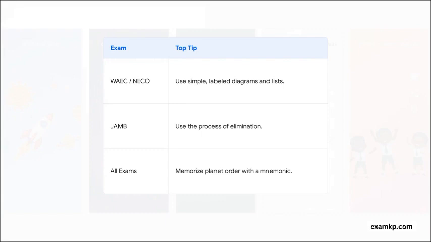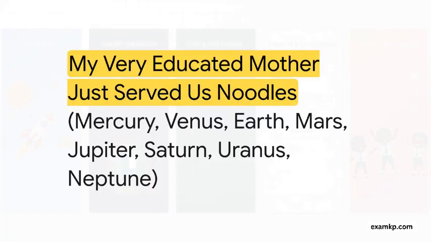And speaking of mnemonics, here is the most popular, most powerful one to help you memorize the order of the planets forever. Say it out loud with me. My very educated mother just served us noodles. One more time. My very educated mother just served us noodles. That gives you Mercury, Venus, Earth, Mars, Jupiter, Saturn, Uranus, and Neptune. Simple, and it works every single time.